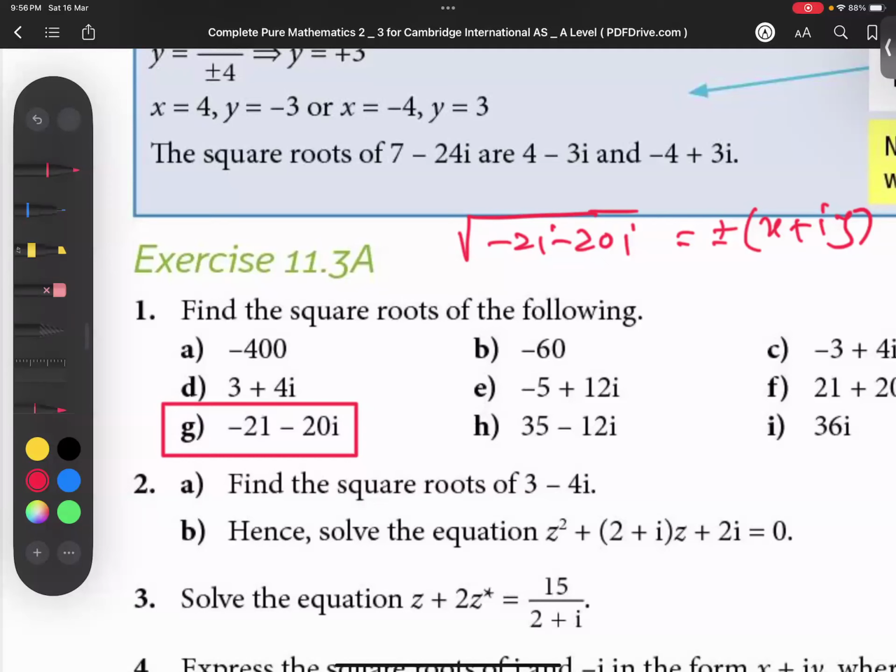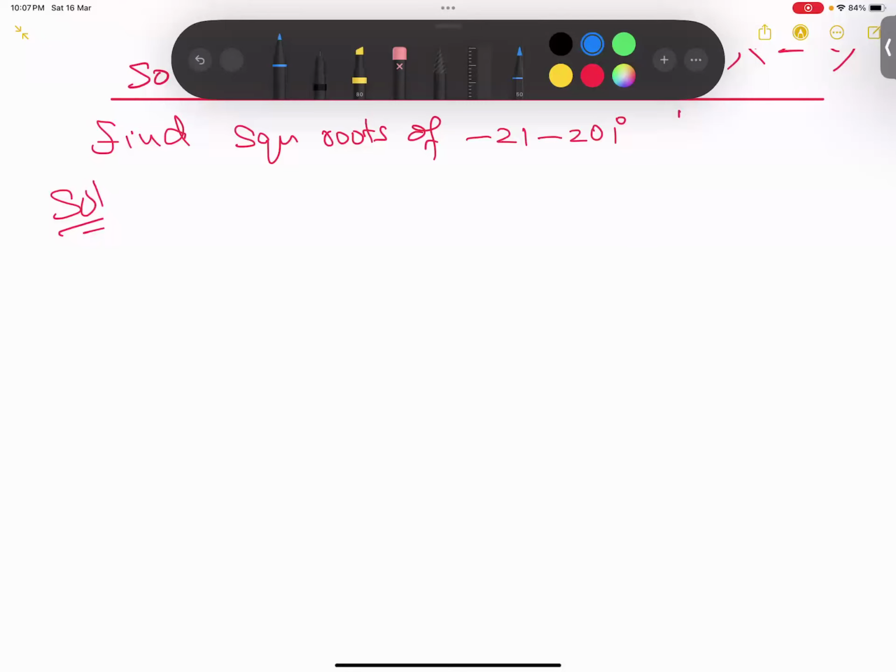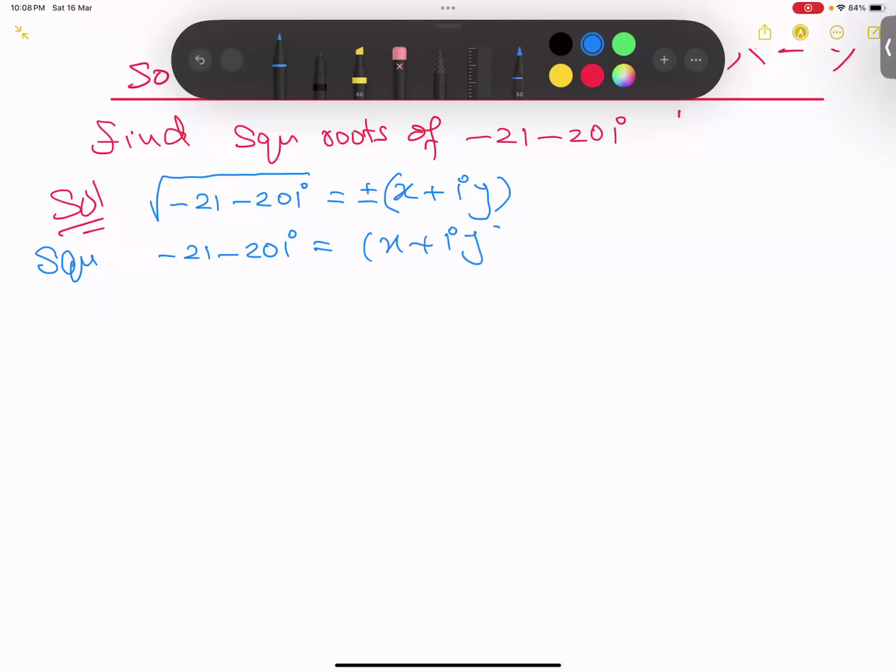Then inshallah, I'll do this question myself. Okay, students, so have a look now. What is the technique to do? As I said before, negative 21, negative 20 iota is the question. If I take a root of this, I will get x plus iota y, but outside I get a plus and minus. Okay, I will square both sides. When I square both sides, the left hand side root will finish automatically, and on the right hand side, square of plus is plus, square of minus is also plus, and ultimately I will get this kind of form.